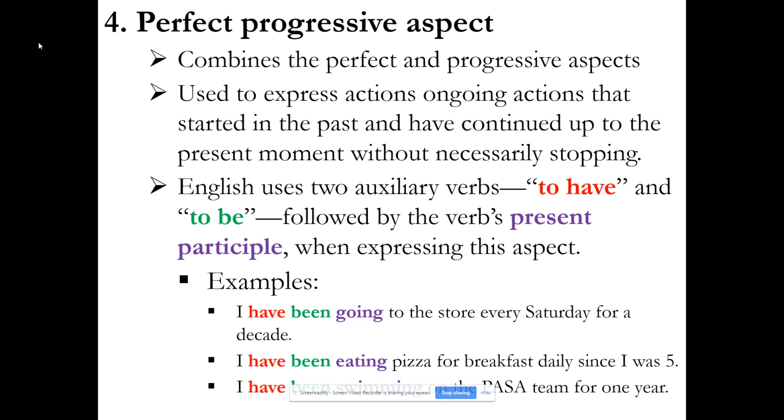And then, I have been swimming on the Palo Alto Stanford Aquatics team for 1 year. So, right, swimming is something that started in the past and has been ongoing, right, and may still be ongoing right now. So, perfect progressive.